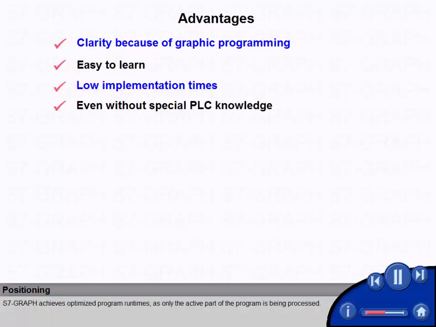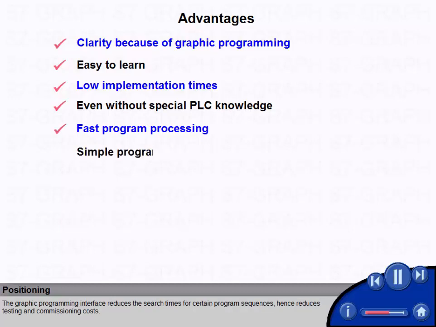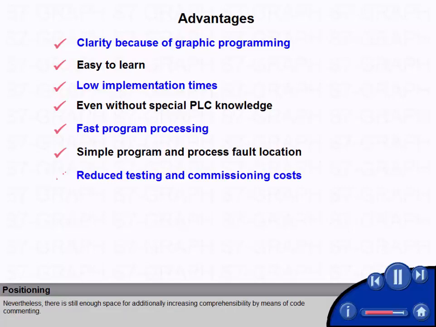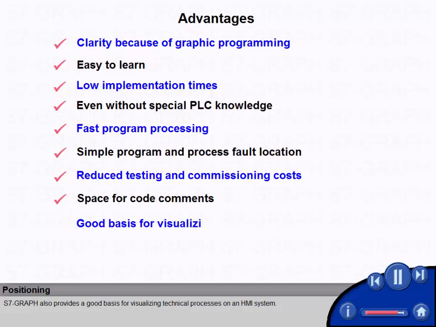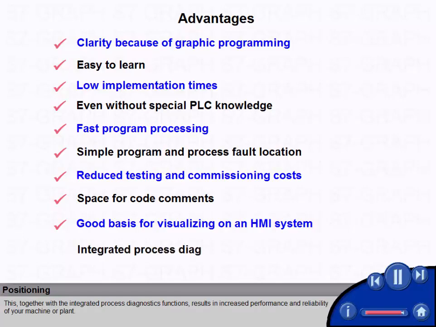S7 Graph achieves optimized program runtimes as only the active part of the program is being processed. The graphic programming interface reduces the search times for certain program sequences, hence reduces testing and commissioning costs. Nevertheless, there is still enough space for additionally increasing comprehensibility by means of code commenting. S7 Graph also provides a good basis for visualizing technical processes on an HMI system. This, together with the integrated process diagnostics functions, results in increased performance and reliability of your machine or plant.